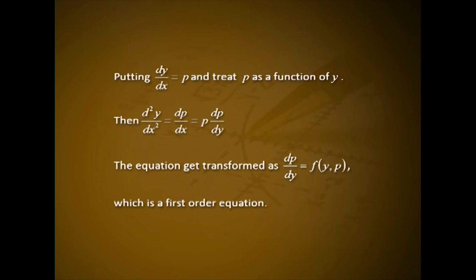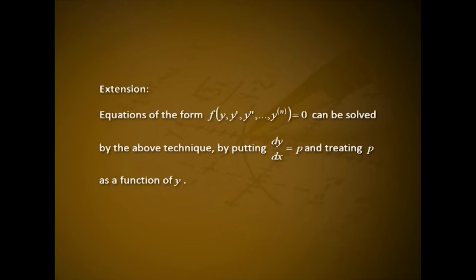The equation gets transformed as dp by dy is equal to f of y comma p, which is a first order equation. Solving this transformed equation, we get p is equal to dy by dx is equal to phi of y comma c1. Solving this equation further, we get x is equal to psi of y comma c1 comma c2. Extension. Equations of the form f of y comma y dash comma y double dash comma etc. y raised to n is equal to 0 can be solved by the above technique by putting dy by dx is equal to p and treating p as a function of y.